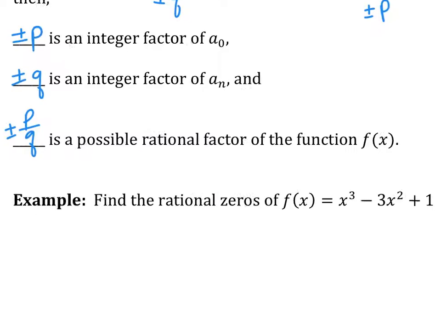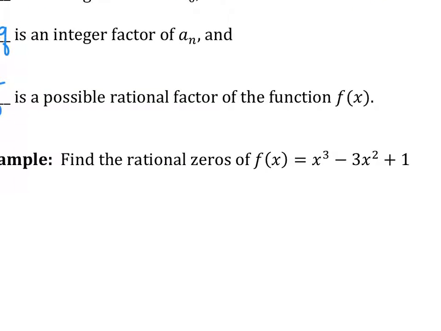But let's try it. So for example, let's look at this one. Before you do anything, it says it wants the rational zeros. So basically, it doesn't want the imaginary zeros. So only rational zeros. Review rational numbers. What does rational numbers mean? Give me an example of a rational number. Yes, 2.